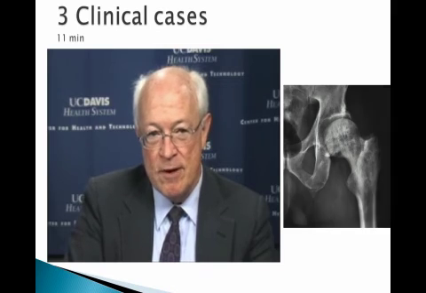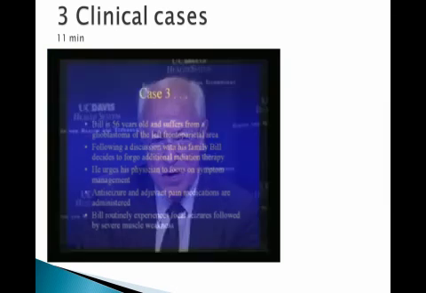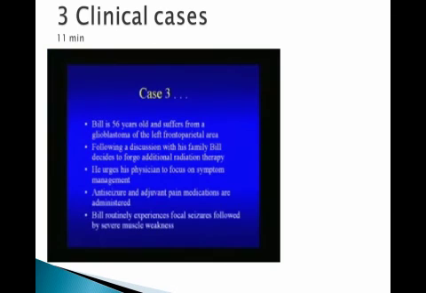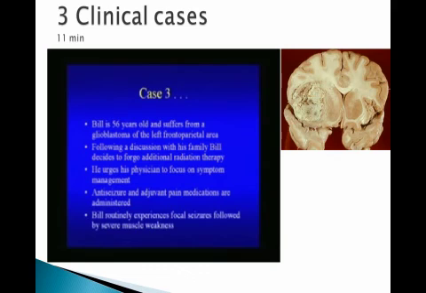But if we move on to a third case, we have the patient, Bill, who's 56 years old, suffers from a glioblastoma, the left frontoparietal area. Following a discussion with his family, Bill decides to forego additional radiation therapy. He urges his physician to focus on symptom management. Anti-seizure and adjuvant pain medications are administered.